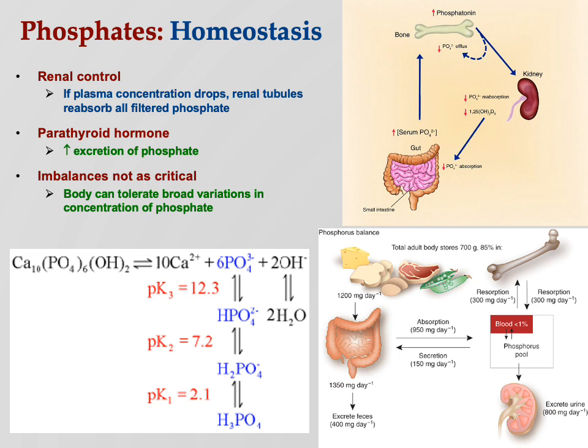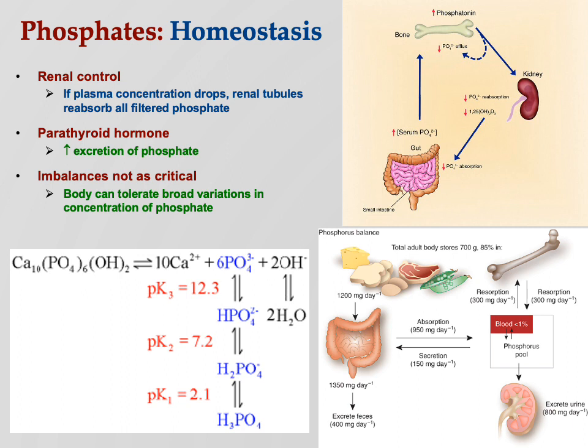Remember I told you phosphates also tend to go with somebody else. Who goes with phosphates? Yeah, calcium. So generally speaking, they go opposite directions. So if plasma concentration of phosphate drops, renal tubules reabsorb all filtered phosphates, so it's very easy to control by the kidney.